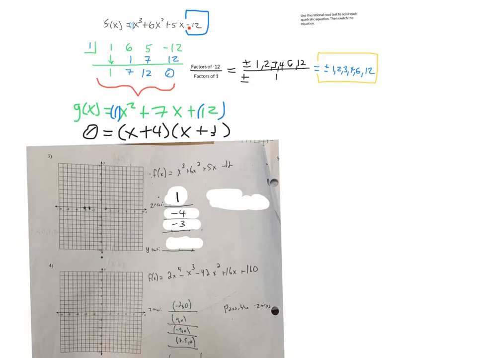When it's written in this standard form, where it's descending exponents and it looks nice and everything's separated by either addition or subtraction, that is the y-intercept. So that's why there's a point down here. Okay, so the y-intercept is negative 12.